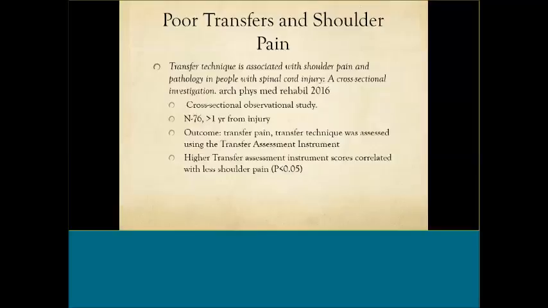Now, can we fix that? Of course. Okay? Can we go back and learn how to do a technical transfer? There's going to be times at which in our lives, as we start to progress and our shoulders get worse, we're going to have to change the transfers that we do.